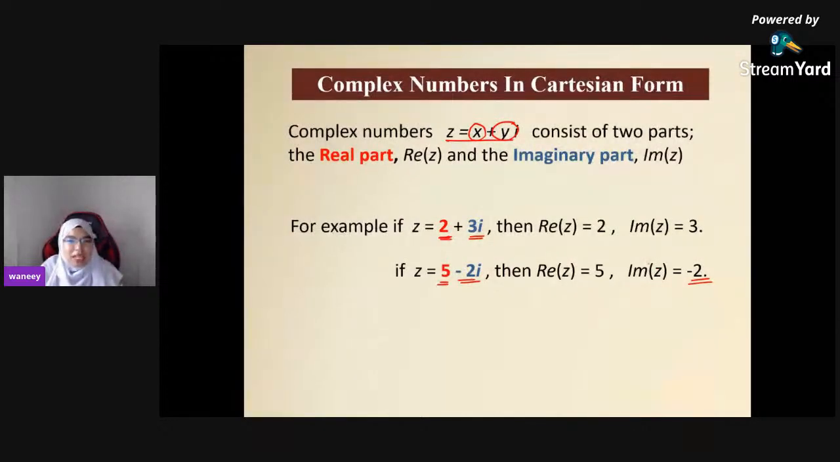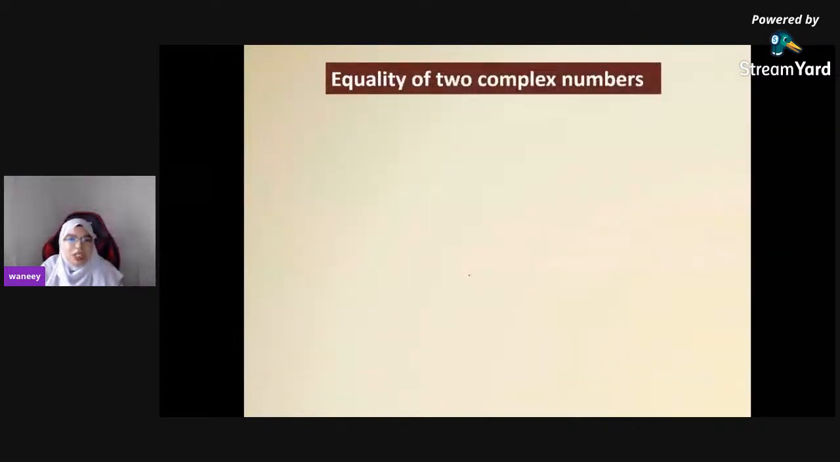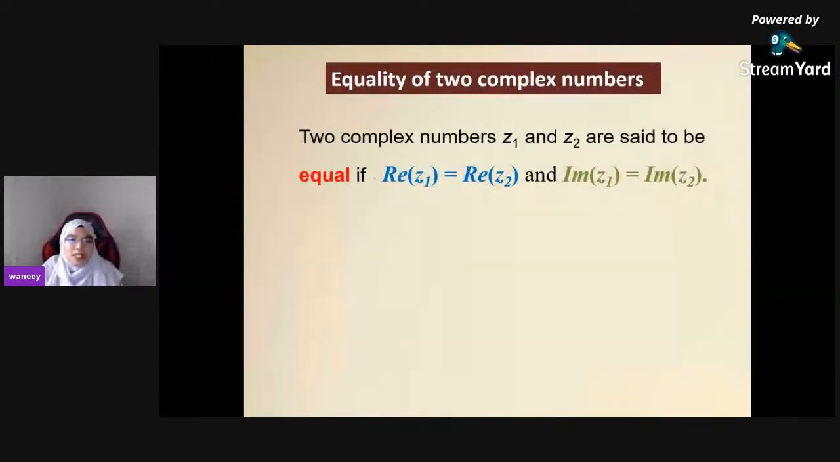Okay, so now next. Equality of two complex numbers. Two complex numbers Z1 and Z2 are said to be equal if the real part of Z1 is equal to the real part of Z2. Normally we write this as Z1 equal to Z2. They will be equal if the real part on the left hand side is equal to the real part on the right hand side, and the imaginary part of Z1 is equal to the imaginary part of Z2.